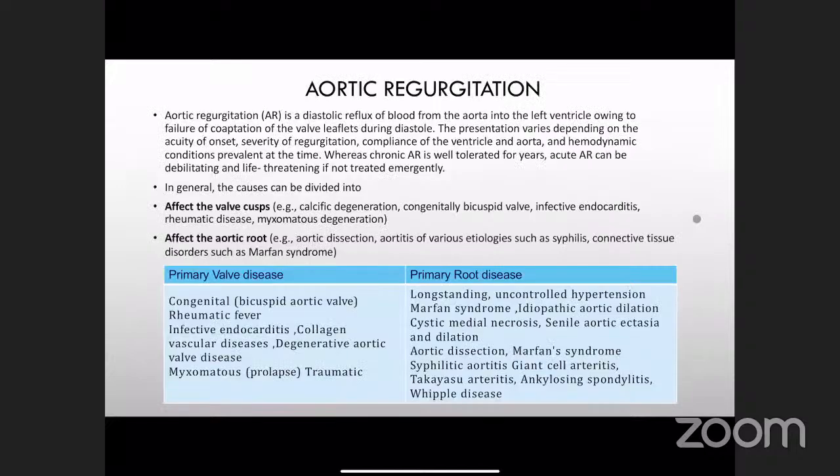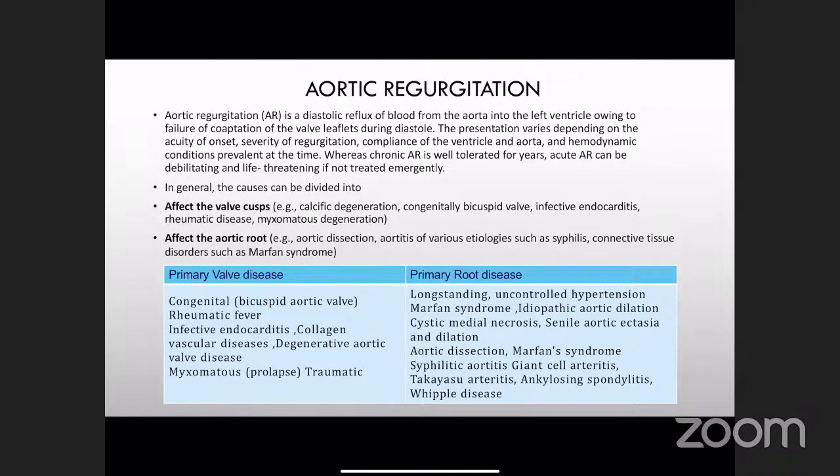Aortic regurgitation is the diastolic reflux of blood from the aorta into the left ventricle, owing to failure of coaptation of the valve leaflets during diastole. The presentation varies depending on the acuity of onset, severity of regurgitation, compliance of the ventricle and aorta, and hemodynamic conditions prevalent at the time. Chronic AR is well tolerated for years, whereas acute AR can be debilitating and life-threatening if not treated emergently.